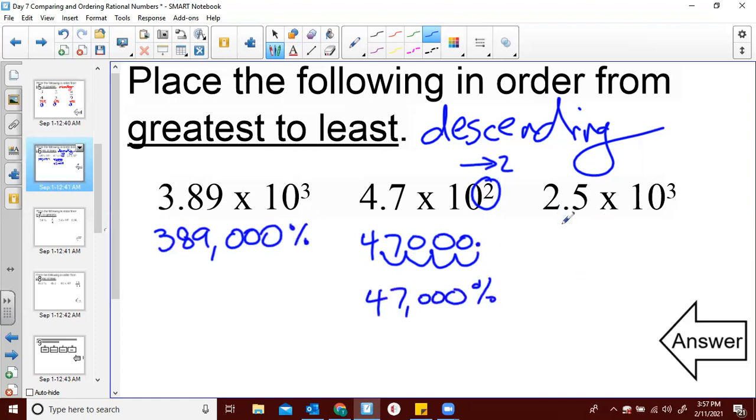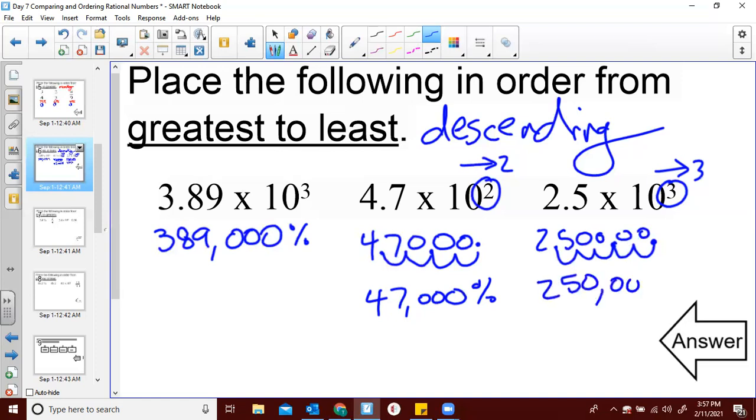All right, again, double dip method, 2.5. See, we have a positive 3, so we're going to the right 3. So 1, 2, 3. We're not stopping here, though. We still have to double dip for percent. So we have 1, and fill in all your empty spots with zeros. So what you end up with is 250,000%. These are crazy large numbers.